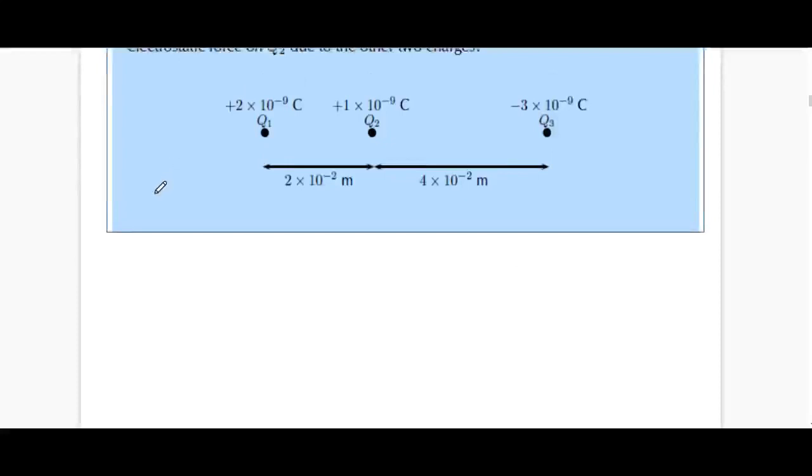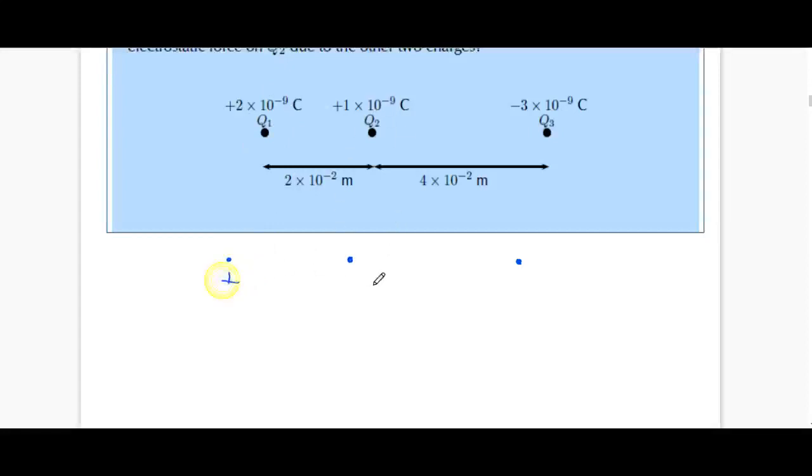What are we going to do? We have to calculate the magnitude of the electrostatic force at this point due to q1, and also the electrostatic force at this point due to q3. After that we have to find the resultant of those electrostatic forces. Remember that force is a vector quantity. Now here I have three point charges. This one is positive, and also this one is positive.